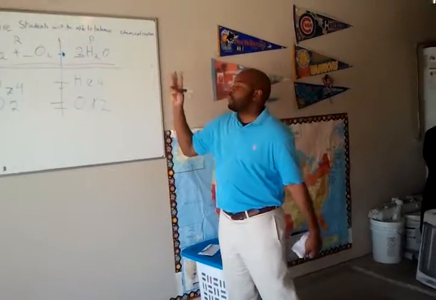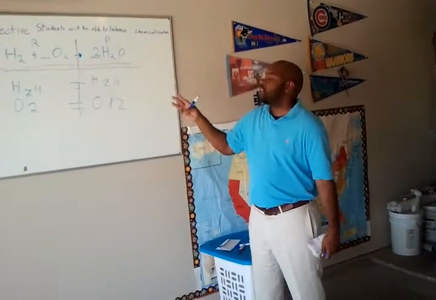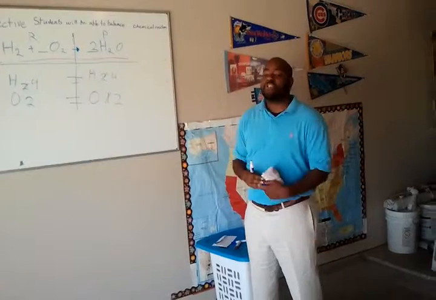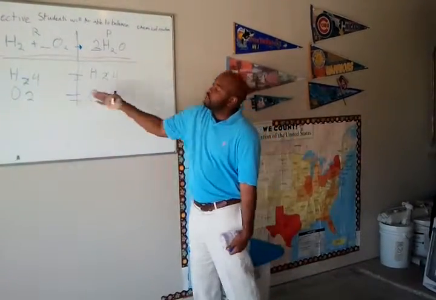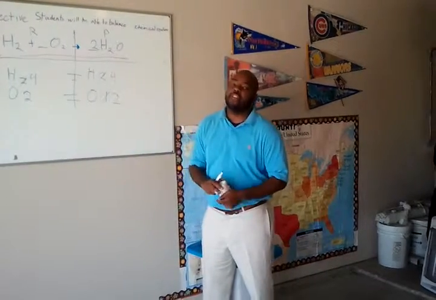Then the third step is we want to see how many elements or how many do we have on each side before we start balancing. Then the last step, of course, is we find the coefficients to multiply and create a balanced equation.